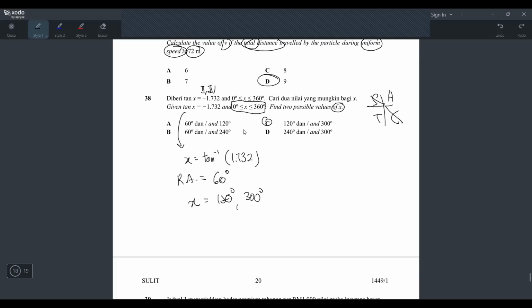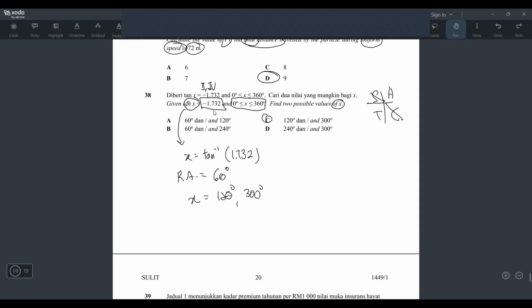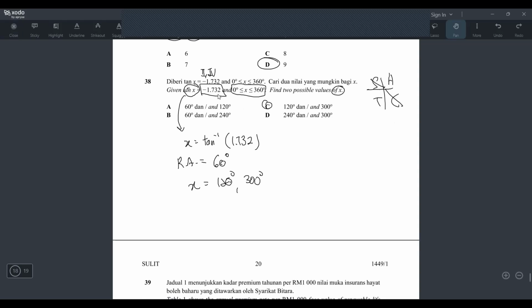Okay, so remember clearly. If you're not sure, you can try pressing tangent 120, because x is 120, and tangent 300, and you will really get negative 1.732. But if you press tangent 60, you will not get negative 1.732, because 60 is not one of the answers. Only tangent 120 and tangent 300 will give you negative 1.732.